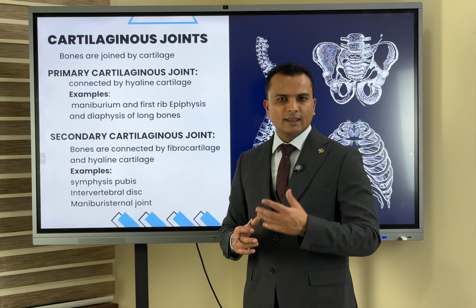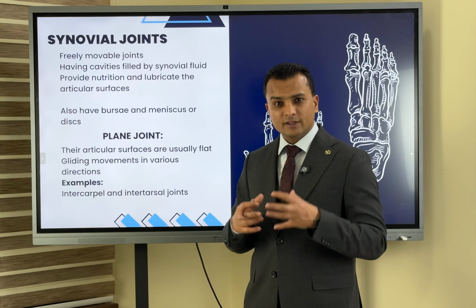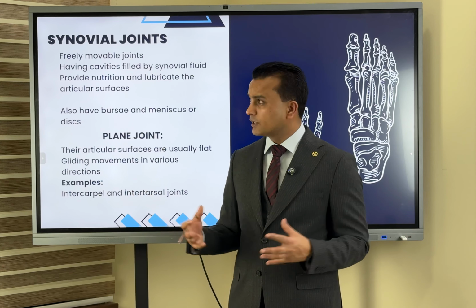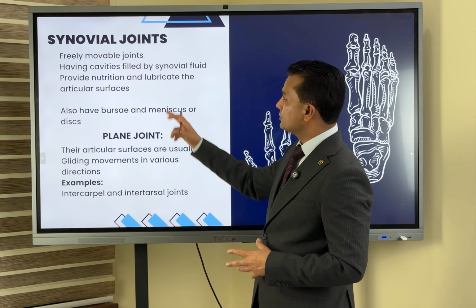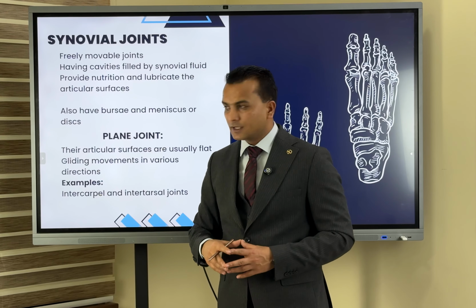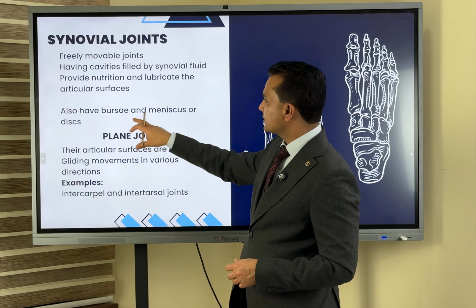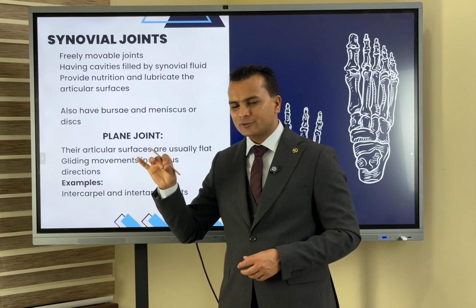Next here you can see the most abundant type of joints in the human body, the most commonly involved in dislocations and fractures, as these are commonly movable. These are called synovial joints. These are freely movable joints, having cavities filled by synovial fluid, and they provide nutrition and lubricate the articular surfaces of the bones. Next we also have the bursas. A bursa is a fluid filled sac among the major joints, like in the shoulder joint and knee joint.